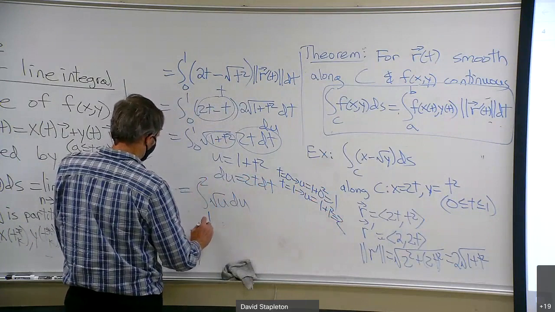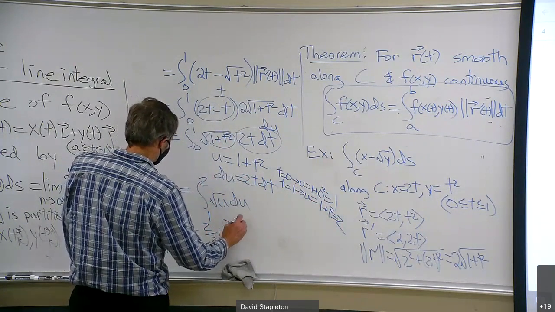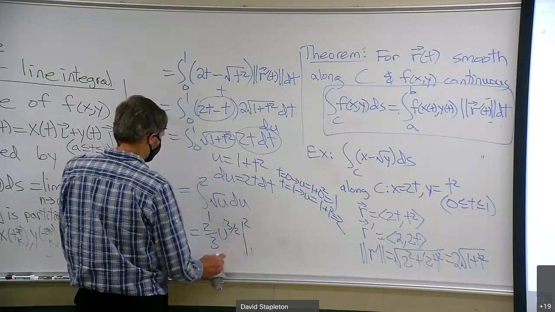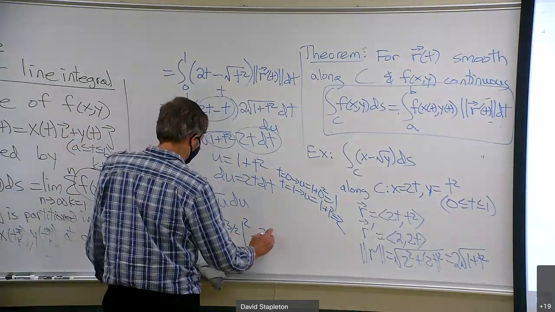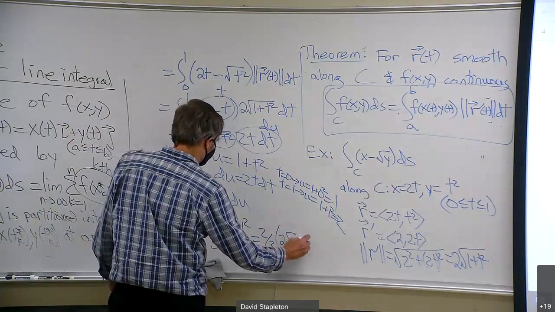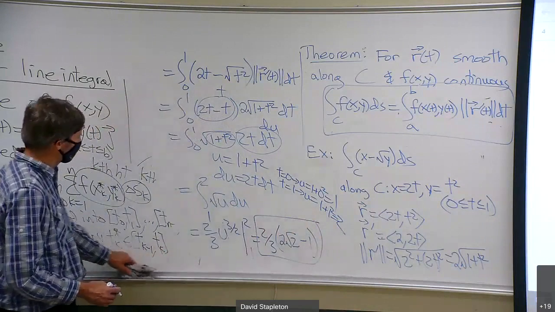And let's see, integrate that, I get 2/3 u to the 3/2. For that, I need to plug in 2 and 1 and take the difference, right? So I've got 2/3 times (2 square root 2 minus 1). How about that? The area of that one.